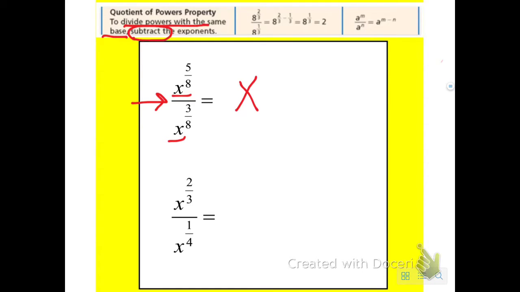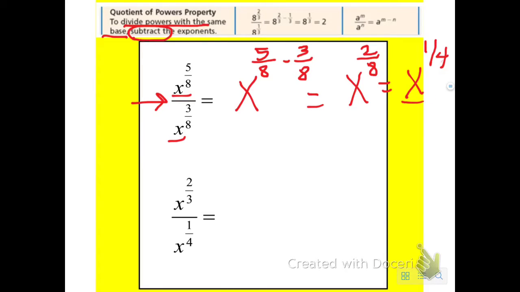So my base is x. My exponents are 5/8. Subtract 3/8. And if I subtract those, that gives me x to the 2/8. I already have a common denominator. It makes it easy. Reduce by a factor of 2. So x to the 1/4. That would be my exponential expression. I could write that as a radical expression. So I have the 4th root of x to the 1st power. So I can just leave it plain x.